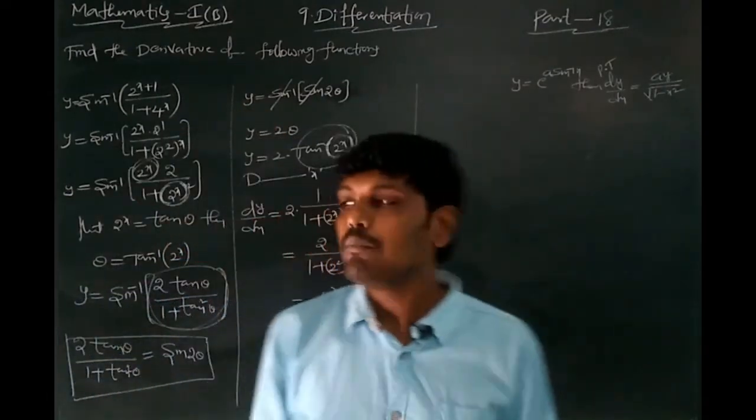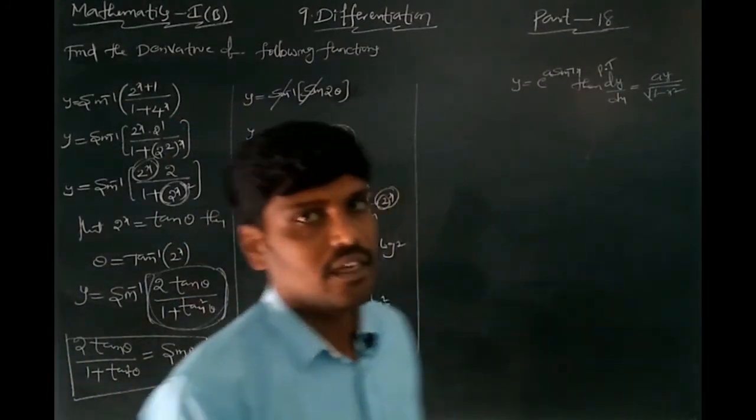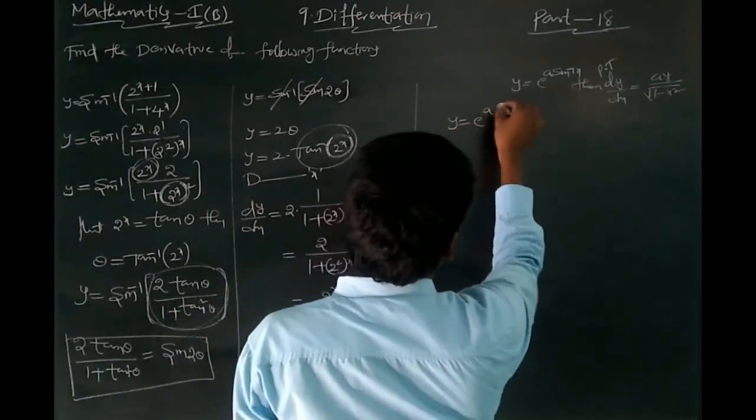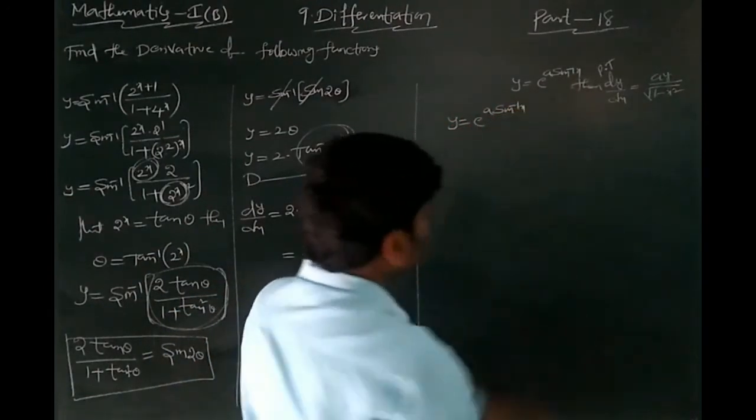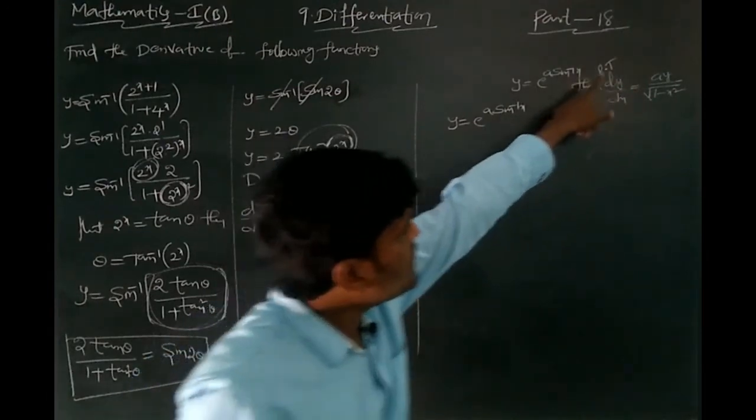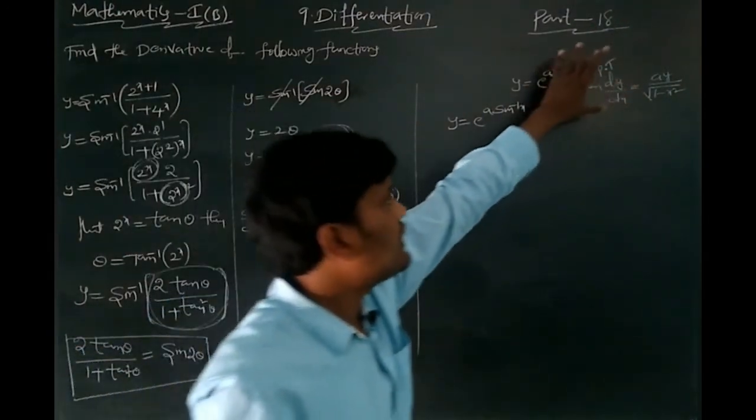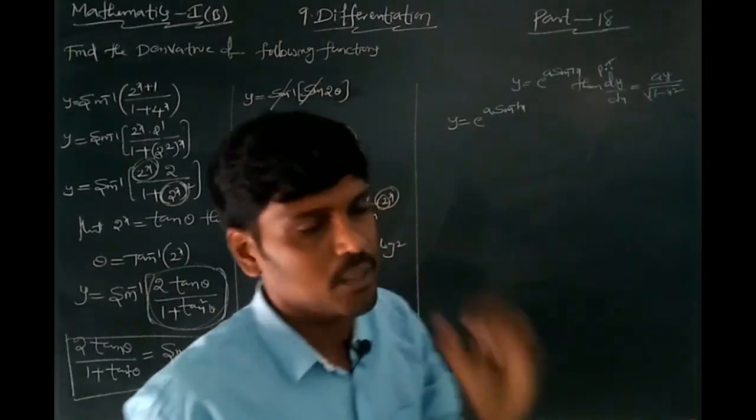The total problem answer is completed. Next problem: y is equal to e power a sine inverse x. Then prove that dy by dx value is this one. Prove that dy by dx value is this one. Correct or not? Check first of all.